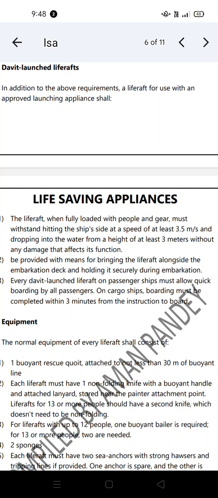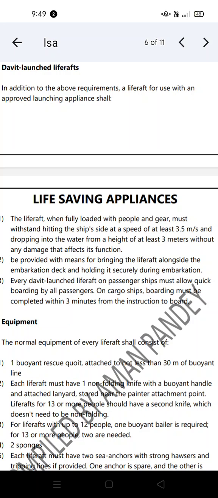And once everyone is inside the life raft, make sure everything is in order, and then lower it from the davit. If there is any crest of a wave, try to release the life raft when it is on the crest of the waves.